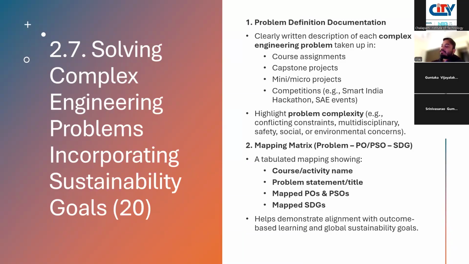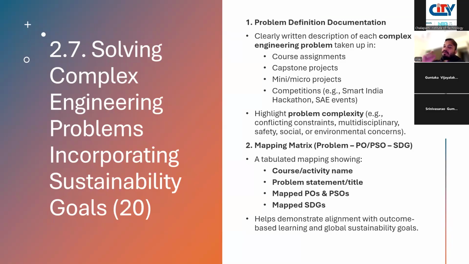The mini and micro projects where they take a long interval of time to complete, say, one semester. Similarly, capstone projects, all those can be categorized as complex engineering problems, but it has to be complex in nature, where they have to have conflicting constraints, and multidisciplinary, safety, social, and environmental concerns all have to be part of these things. A mapping matrix has to be there for complex engineering problems and SDGs, whatever you are going to address.